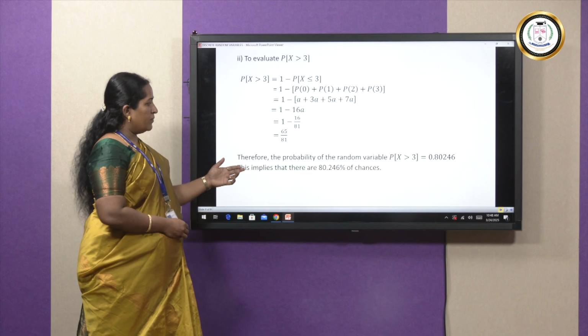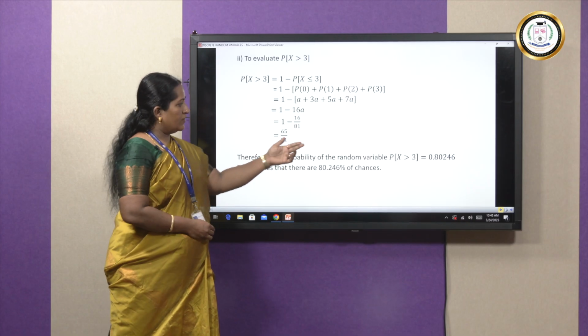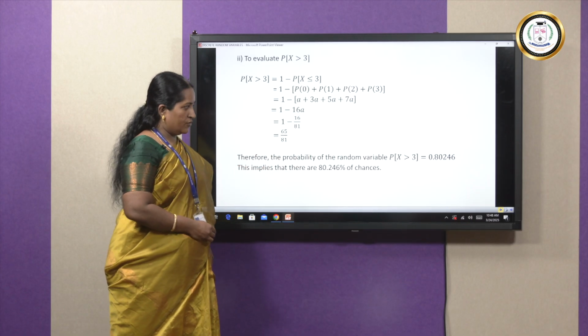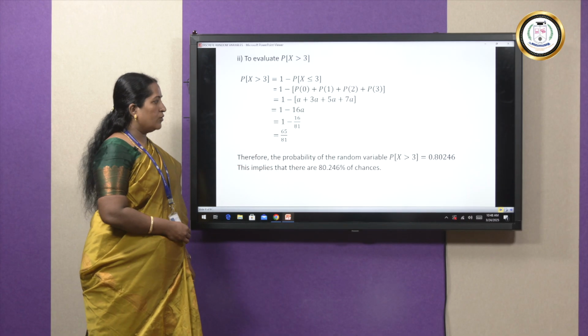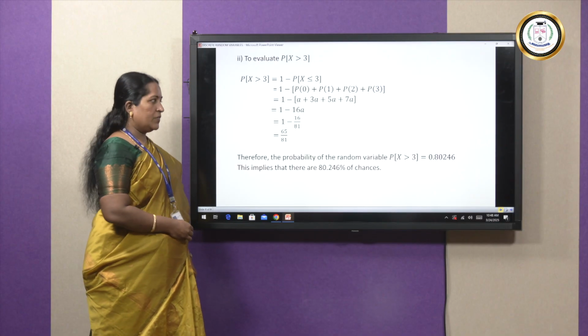How much chance is there? When we divide it, we get 0.80246, which is nothing but about 80.246 percent chance for the probability of x greater than 3.